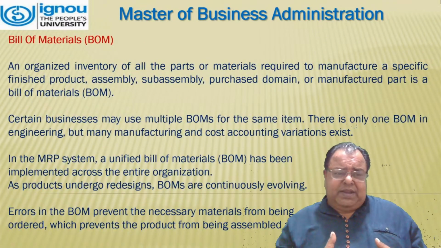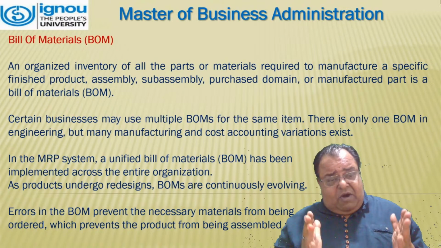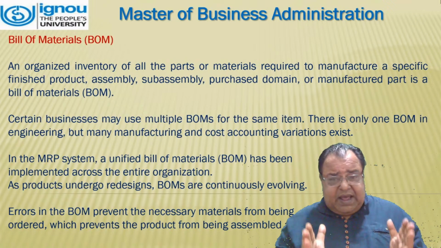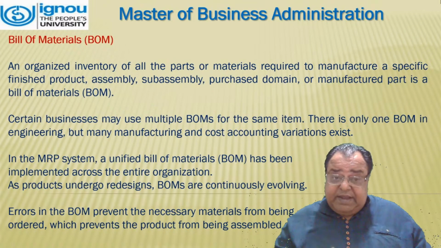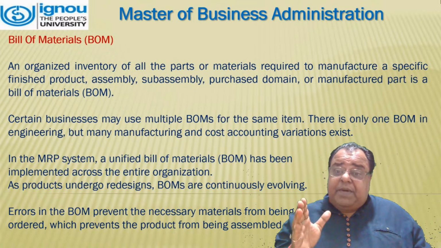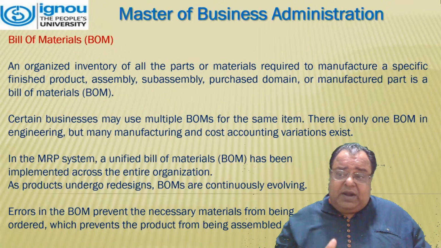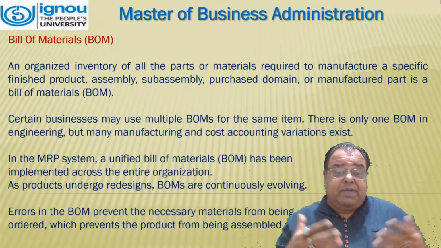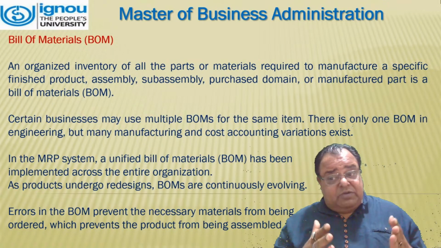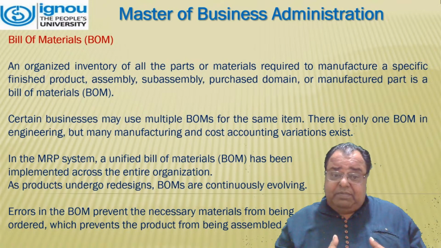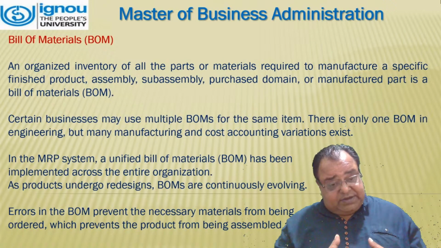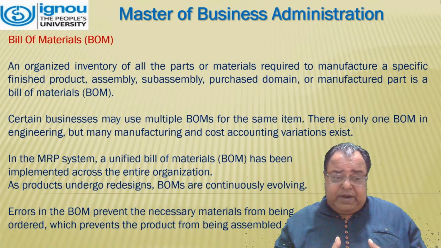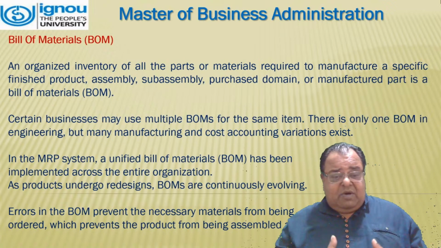What is a bill of materials? Well, it is an organized inventory of all the parts or materials required to manufacture a specific finished product's assembly, subassembly, purchased item, or manufactured part. Certain businesses may use multiple BOMs for the same item. There is only one BOM in engineering, but manufacturing and cost accounting variations exist. In the MRP system, a unified bill of material has been implemented across the entire organization.